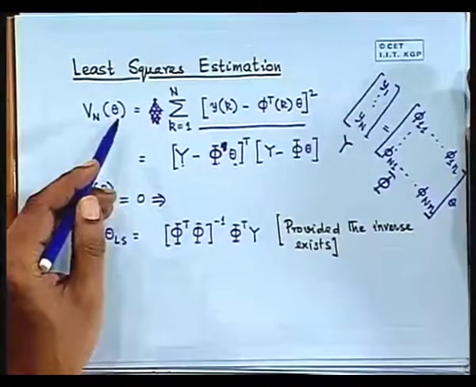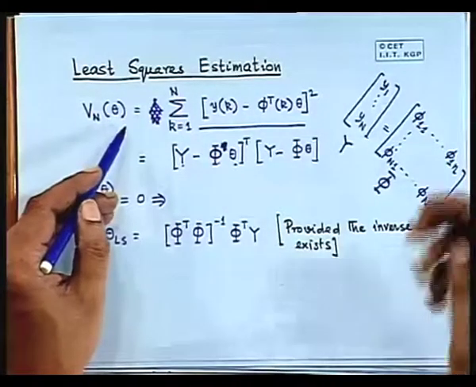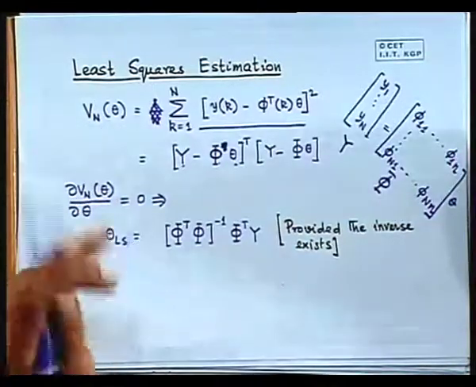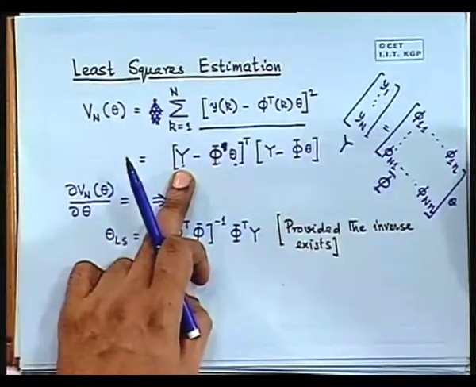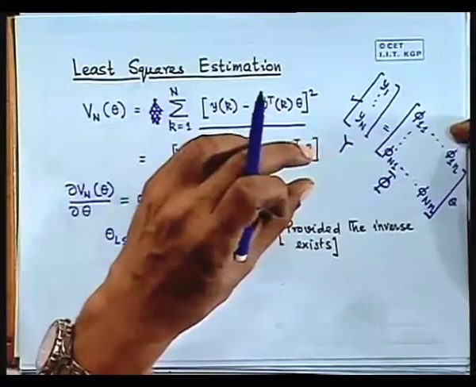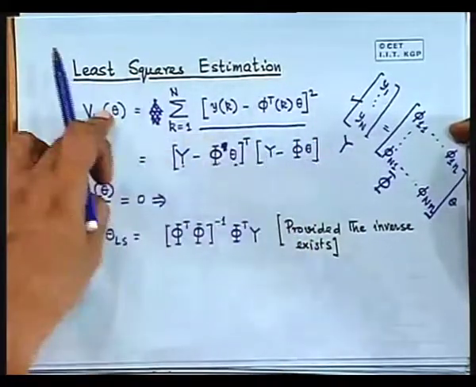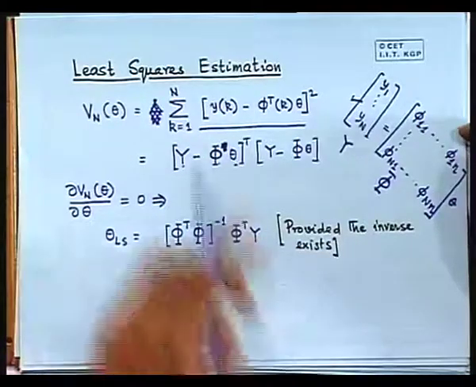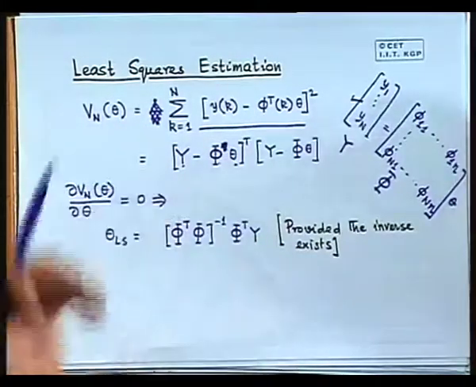That will give you Vn of theta. See, this Y is a column vector. If you make it transpose, it will become a row vector. This will become a column vector. Multiplication will give you a scalar, which is this sum. You can verify it very easily.